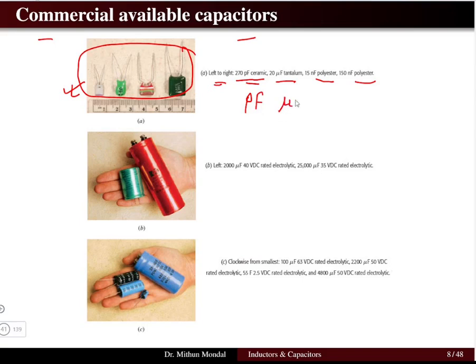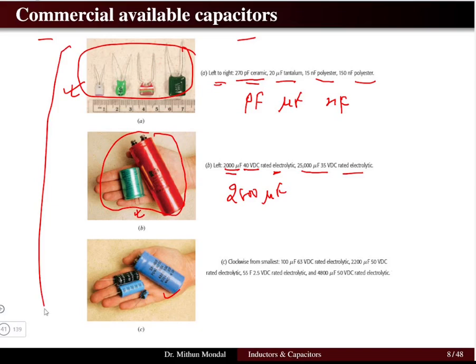In this figure, you can see that there is a 40 volt DC electrolytic capacitor of 200 microfarad, whereas there is a 25,000 microfarad 35 volt DC electrolytic capacitor. So these are big capacitors, which are in the range of 2000 microfarad. Now here you have some capacitors which are electrolytic and of different ranges.